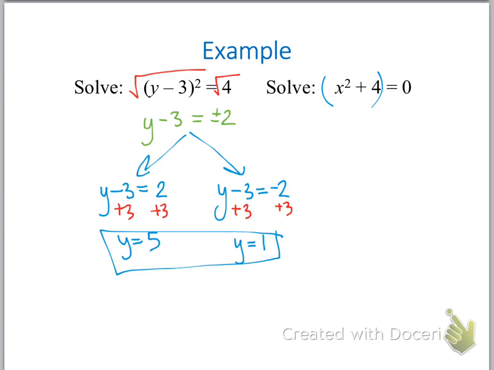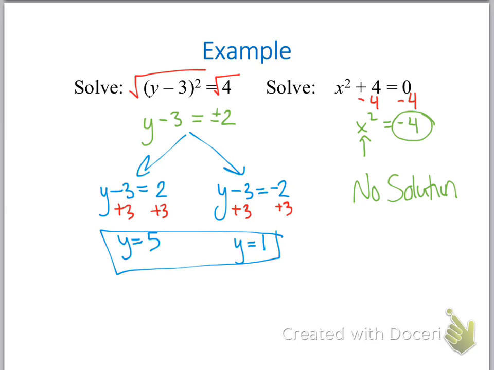In this case, is the x squared all by itself? It is not. So the first thing we're going to do is get the x squared by itself. That gives us x squared equals negative 4. Question for you. Is a number times a number ever going to give you a negative answer? The answer is no. There is no solution here.